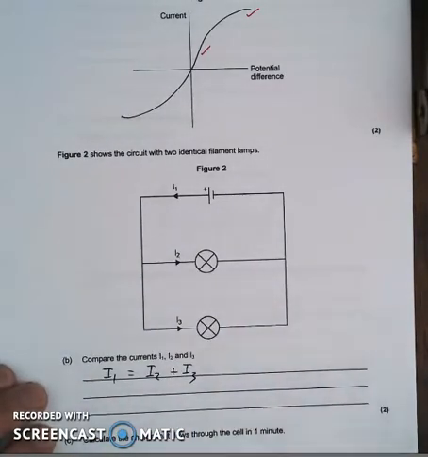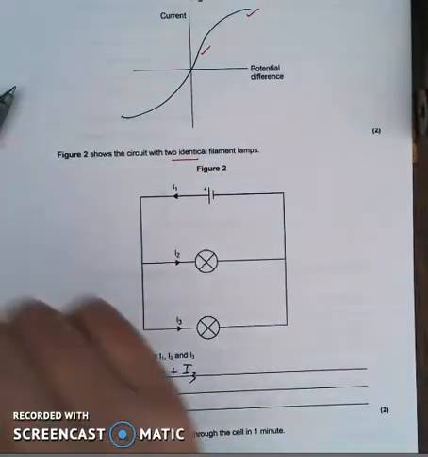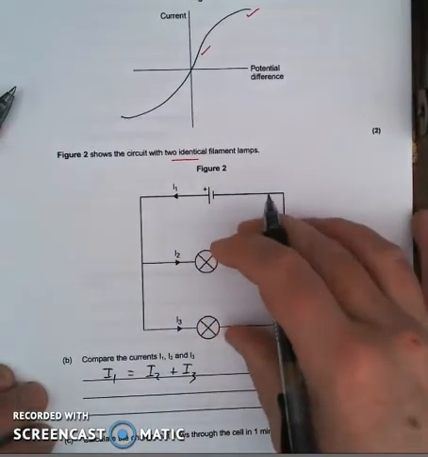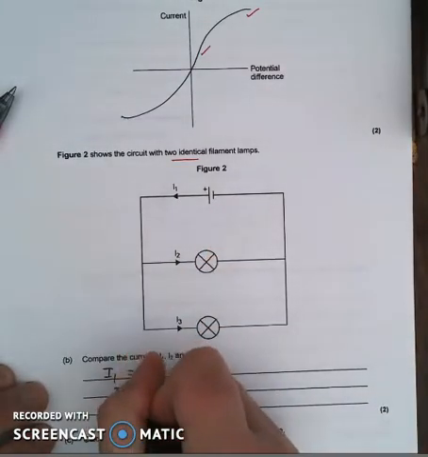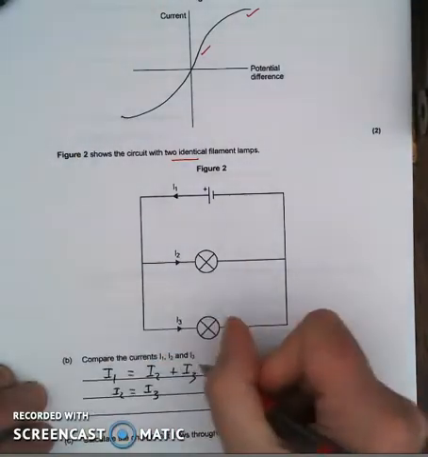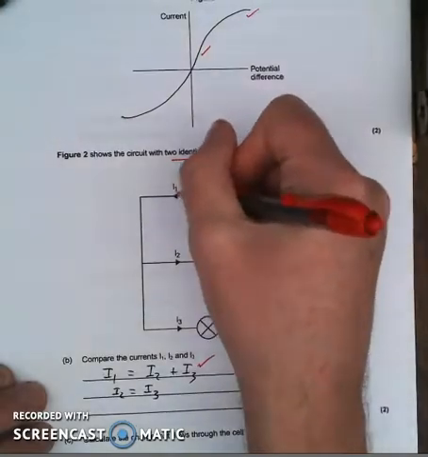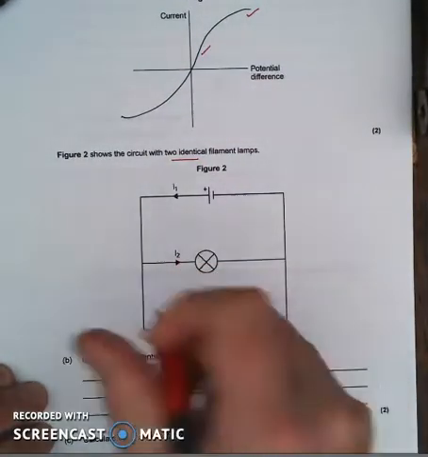So, what can we say about I2 and I3? Well, the question tells us that these are 2 identical filament lamps, so we can assume the resistance down both paths is the same, so we can assume that I2 equals I3. And there's your 2 marks, right? One for knowing that in parallel, the sum of these paths is the total current. 1 mark is for knowing that those 2 are the same.